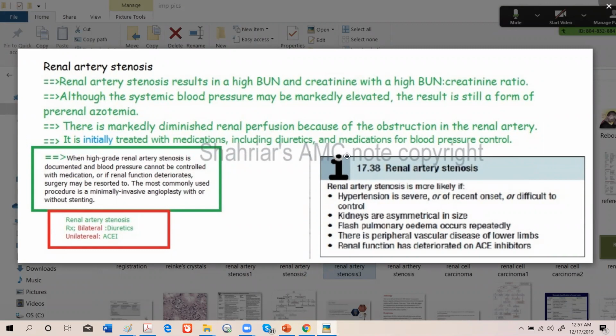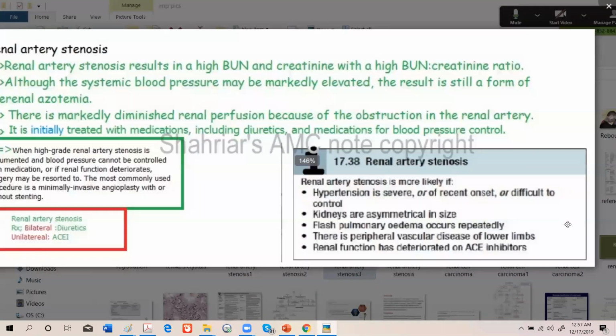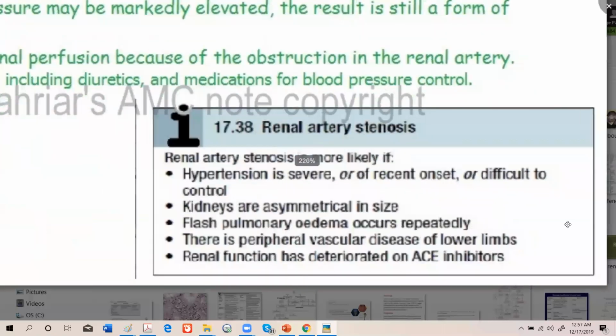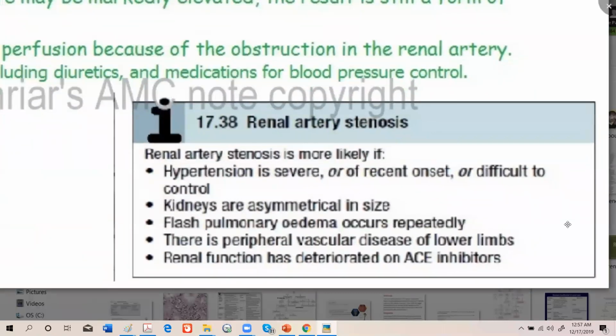Now, renal artery stenosis, how can it be presented? This box is taken from Davidson. Definitely, this is one of the causes of hypertension or secondary hypertension. Important clinical finding, the kidneys will be palpable bilaterally. Most renal artery stenosis is bilateral. There is a test: if you give an ACE inhibitor and renal function deteriorates, that's for sure, but we usually don't do that.